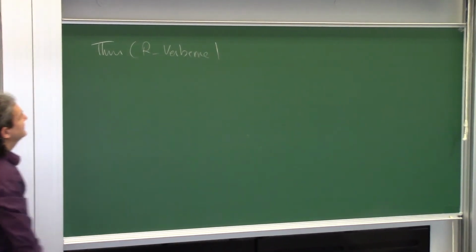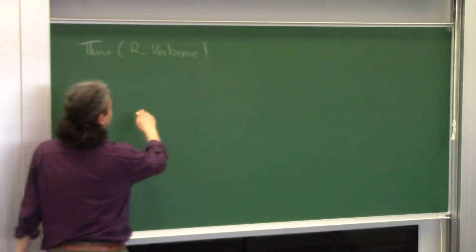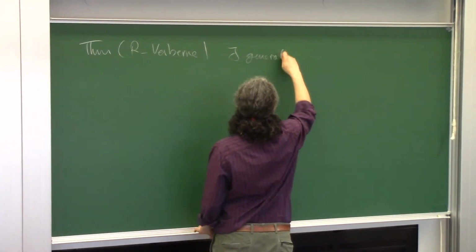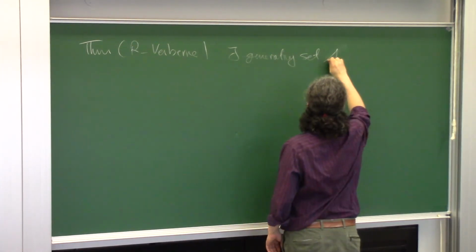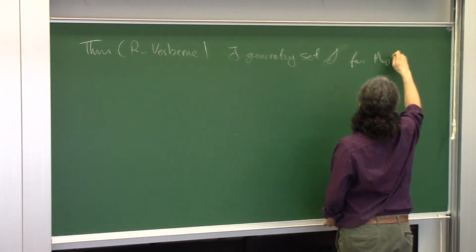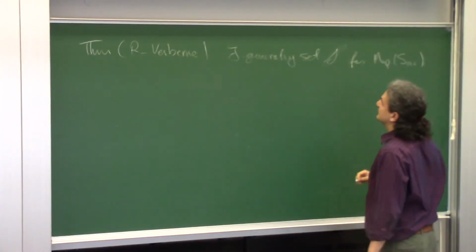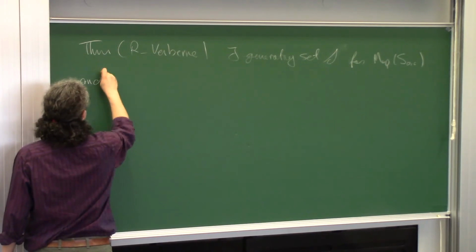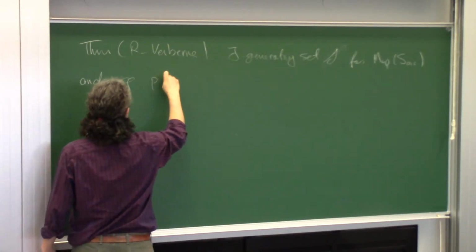I can state who it is: Yvon Verberne, a graduate student at Toronto. So what we prove is that there exists a generating set, let's call it S, for the mapping class group of the 5 times punctured sphere, and a bunch of constants. So there is a phi, which is a pseudo-Anosov.